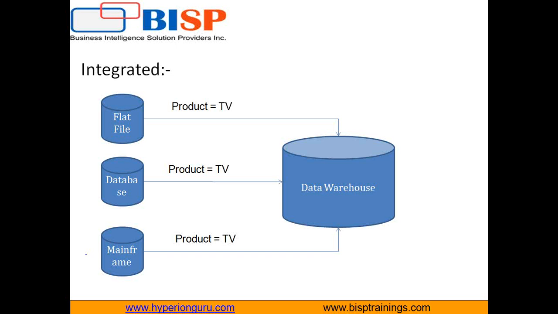But when it comes to data warehouse, all those 3 different data types will be converted into a standard data type. So when you go to data warehouse, you will not find product ID with character as well as integer as well as the data type stored in mainframe. You will have a standard structure here. You'll have a standard data type. So that's why it is called integrated.